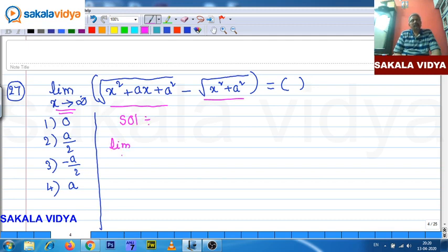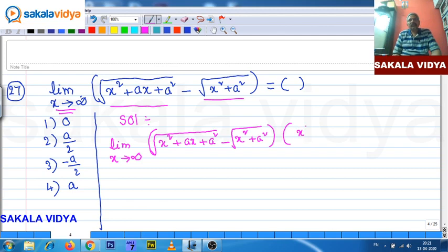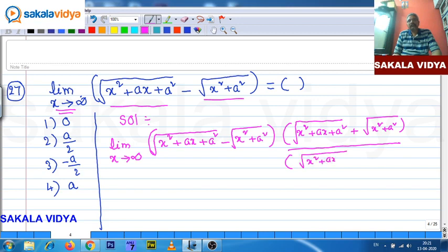Limit x tends to infinity, root of x square plus ax plus a square minus root of x square plus a square, multiplied by root of x square plus ax plus a square plus root of x square plus a square, the rationalizing factor, upon root of x square plus ax plus a square plus root of x square plus a square.